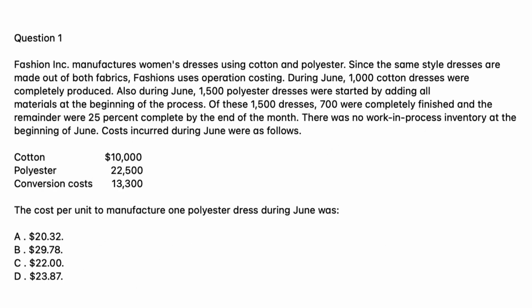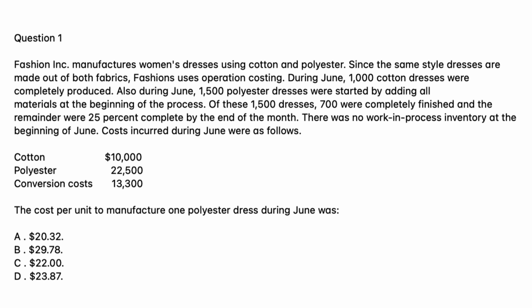Question 1. Fashion Incorporated manufactures women's dresses using cotton and polyester. Since the same style dresses are made out of both fabrics, Fashion uses operation costing. During June, 1,000 cotton dresses were completely produced. Also during June, 1,500 polyester dresses were started by adding all materials at the beginning of the process. Of these 1,500 dresses, 700 were completely finished and the remainder were 25% complete by the end of the month. There was no work-in-process inventory at the beginning of June.